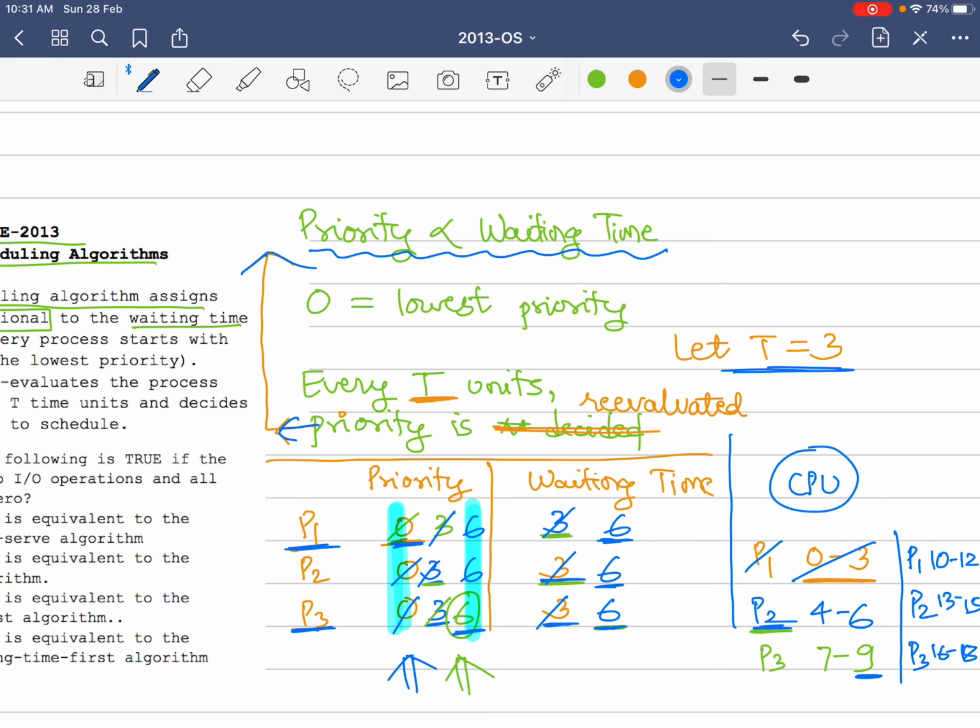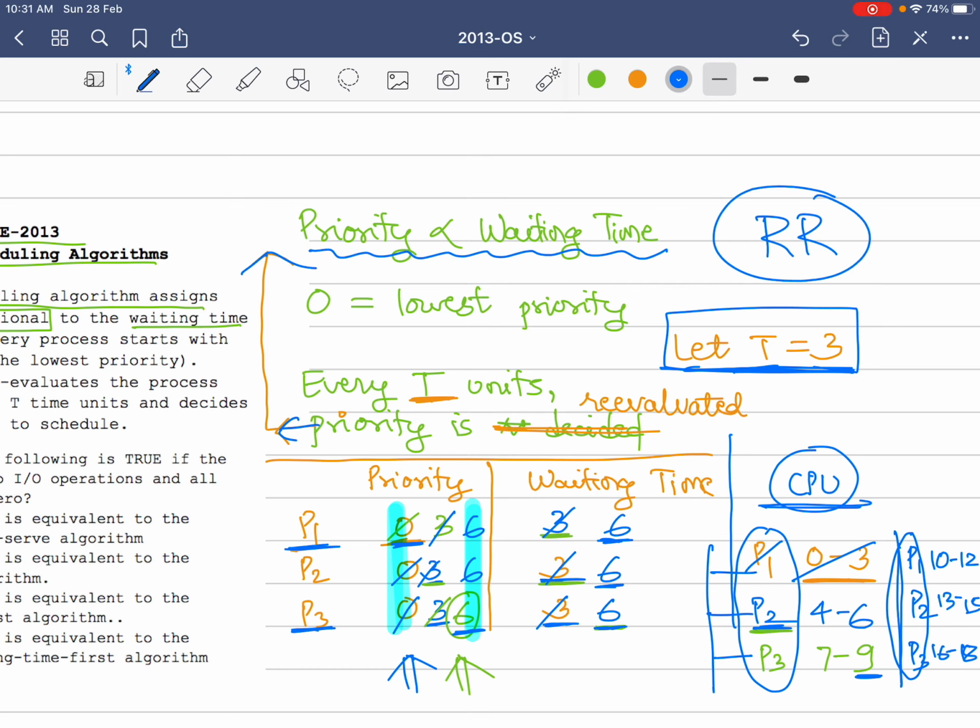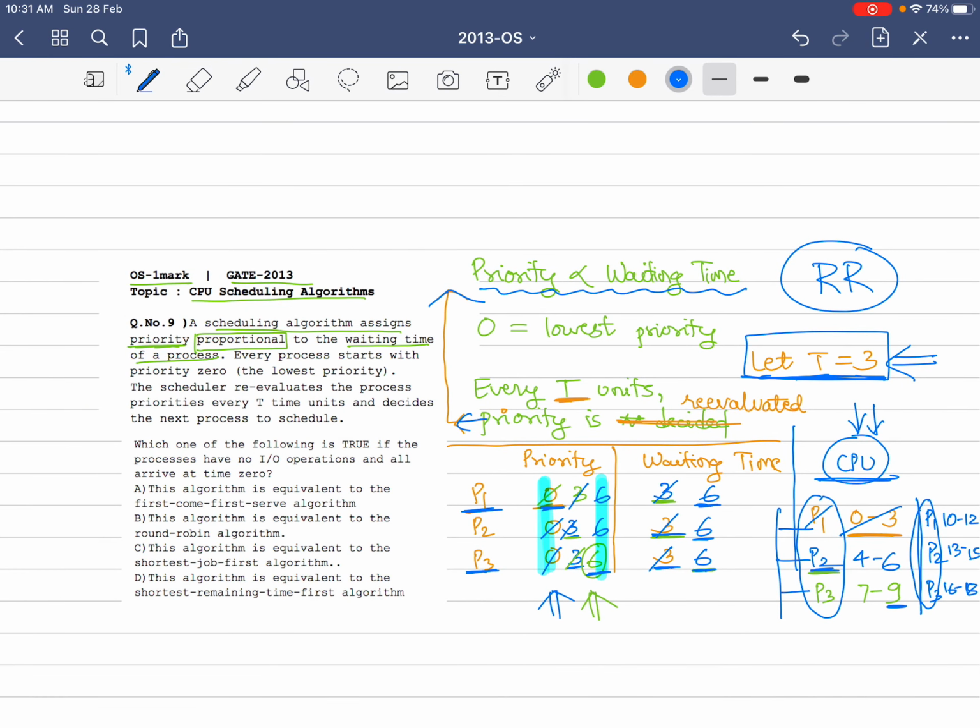Thus, we can clearly see that P1, P2, P3 are running in this same order for 3 units of time, which we randomly assumed as t. For t units of time, P1, P2, P3 and P1, P2, P3 are getting scheduled with the CPU. So this is nothing but round robin. For a fixed time quantum, every process runs with the CPU. Thus, if we come back to the question and look at options A, B, C, D, we can clearly see that option B, which says the round robin algorithm, is correct. So this algorithm is equivalent to the round robin algorithm.